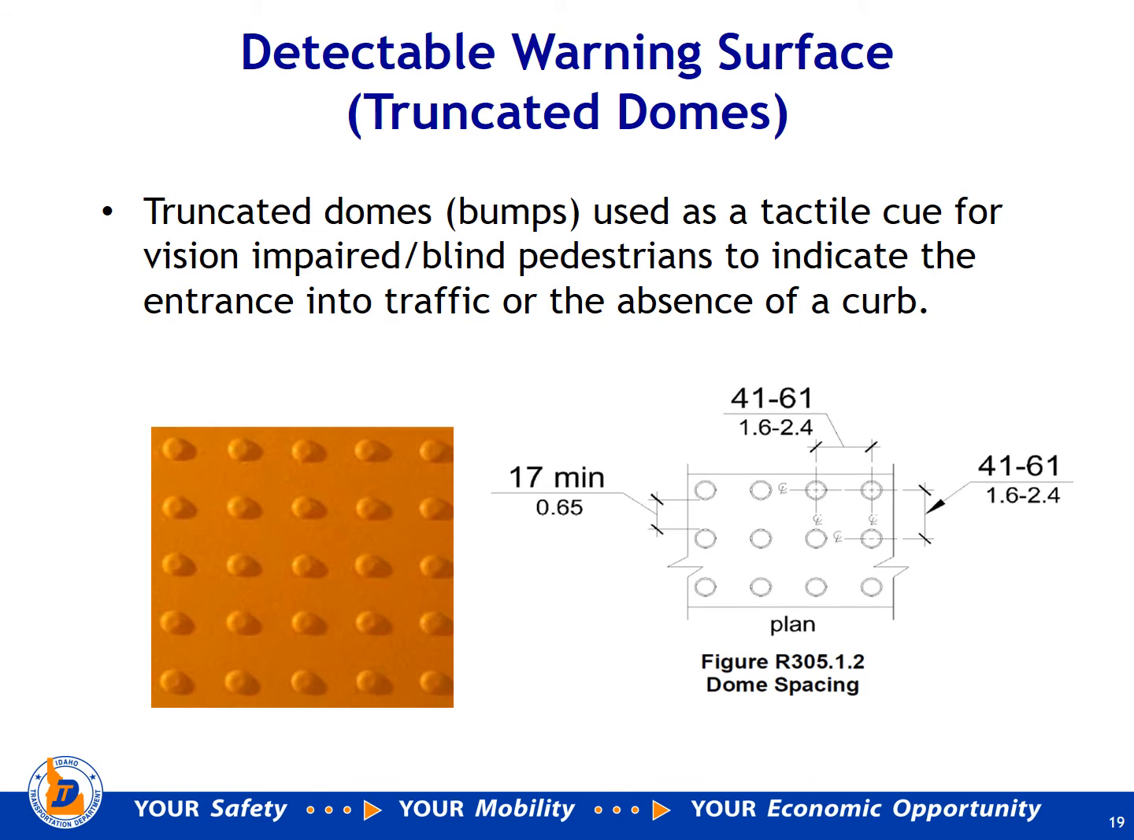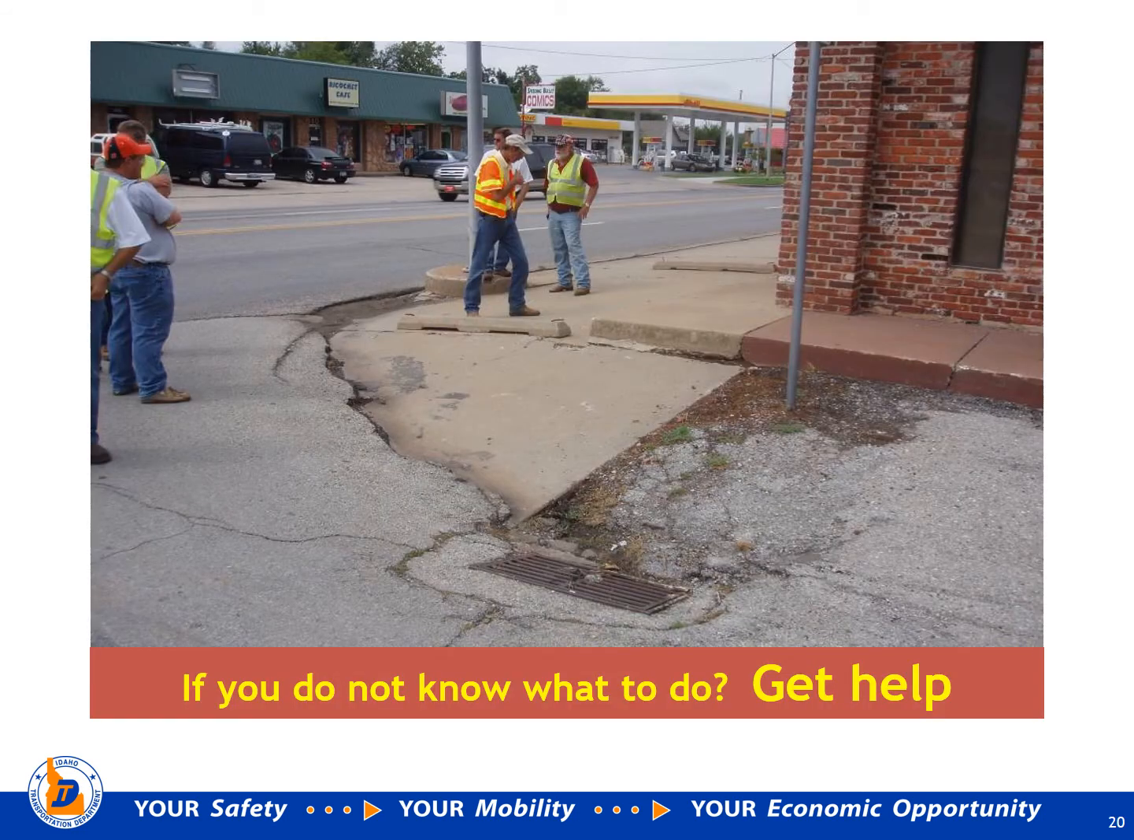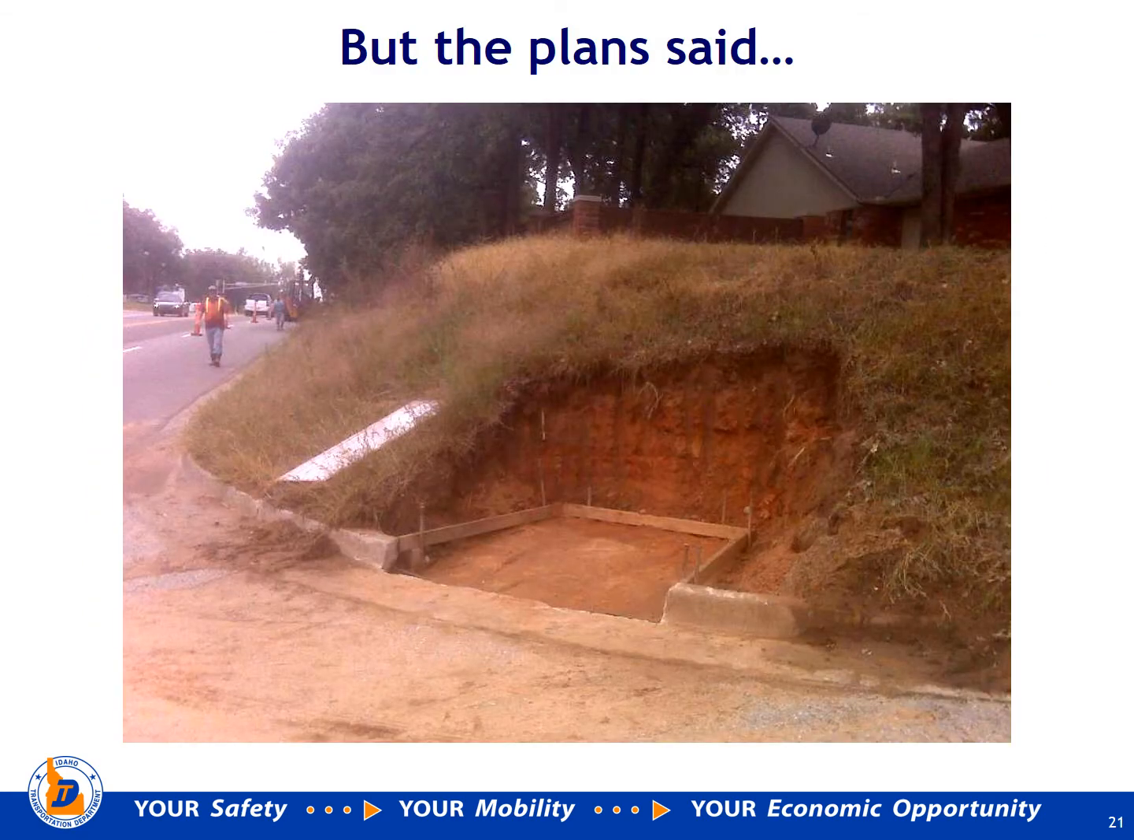And the detectable warning surface is located at the bottom of the ramp at the back of curb and must extend the full width of the ramp. It serves as an aid to those who are visually impaired to let them know they're about to enter the area where vehicle traffic is expected. Curb ramps are not one-size-fits-all. Ask for help if needed. Really, some locations are simply technically infeasible.